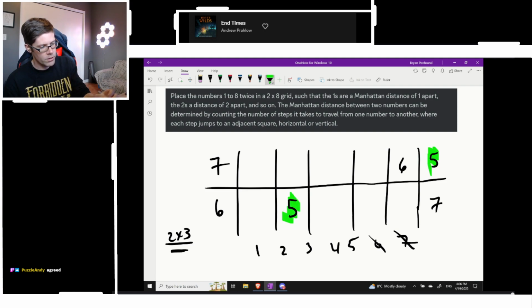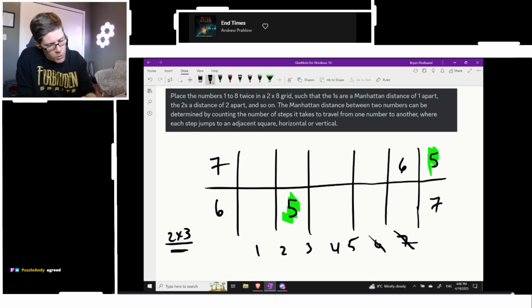So here's the other possibility for the 5, right? Or no, is there one more? If I put a 5 here, could I do 1, 2, 3, 4? Yeah, there is another possibility for the 5.